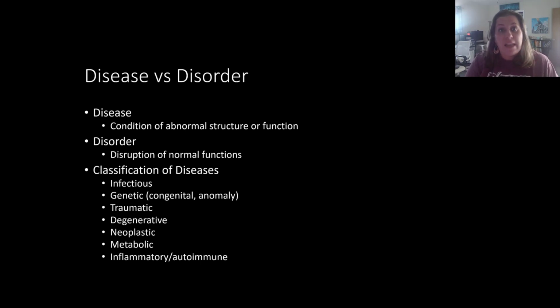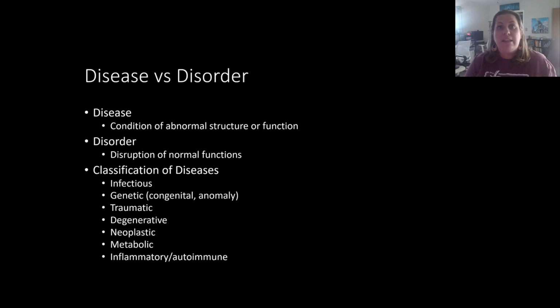We then have genetic diseases. Genetic diseases are altered or mutated genes, so the genes have been mutated or changed. There are two terms that go along with this: congenital and anomaly. Congenital means that you're born with it and you can see it. Normally at birth, they can tell that something's going on with this genetic issue.